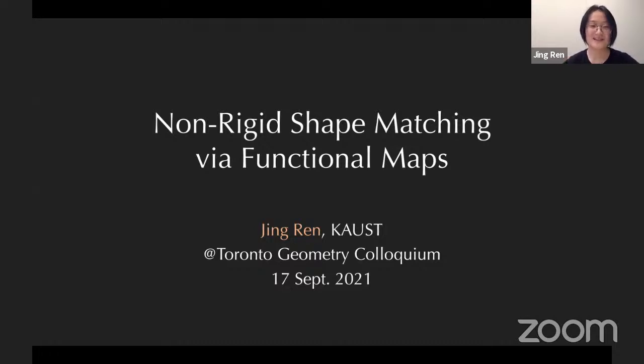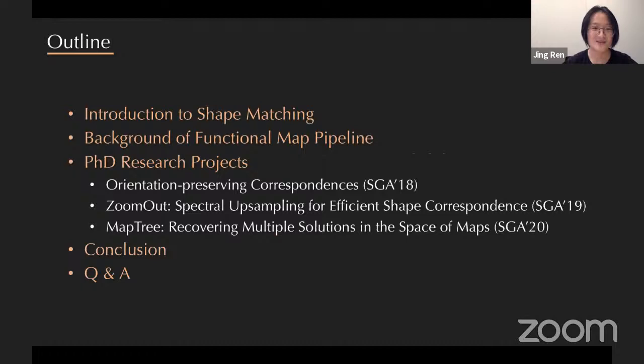Okay. My topic today is non-rigid shape matching via functional maps. In this presentation, I will first give a brief description of the shape matching problem we want to solve. Then I will briefly introduce the functional map pipeline that we use to solve this problem. Then I will mainly discuss 3 research projects that fit into the functional map pipeline that I participated in during my PhD.